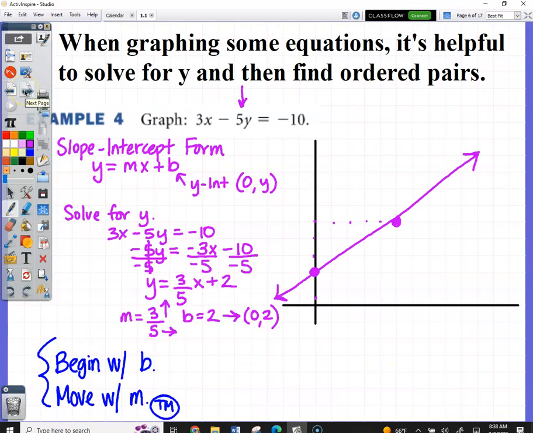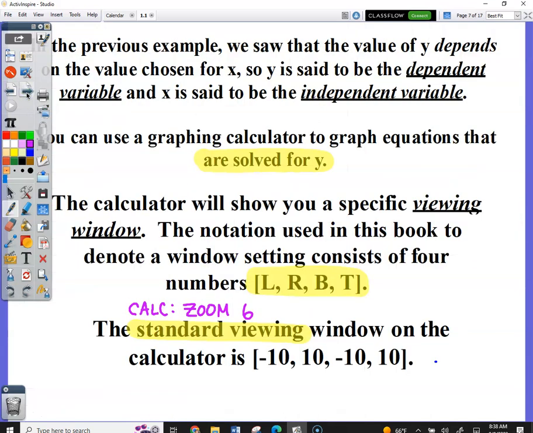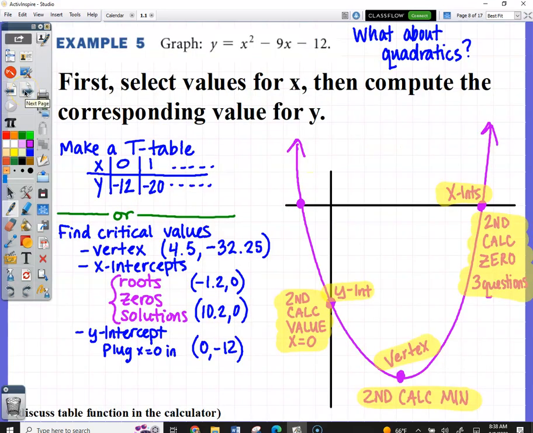Then I reminded you of the Algebra 1 way to graph, sharing my trademark slogan with you on graphing from slope-intercept form. We looked at graphing in the calculator, changing the window. We learned a shortcut for checking the standard viewing window, Zoom 6.